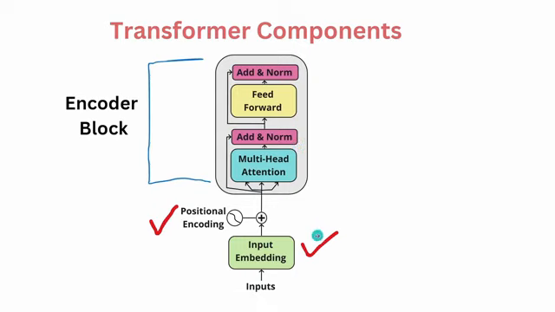So we have seen how the input embedding model works. It will process that text and convert that text into vectors with the help of the embedding model. Next we have the positional encoding, which we have seen: after converting the text, we encode the position of that word with respect to other words in a sentence. Next we will see the encoder block. In that we have multi-head attention and a feed forward neural network.